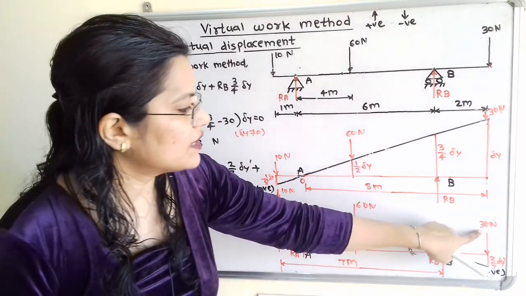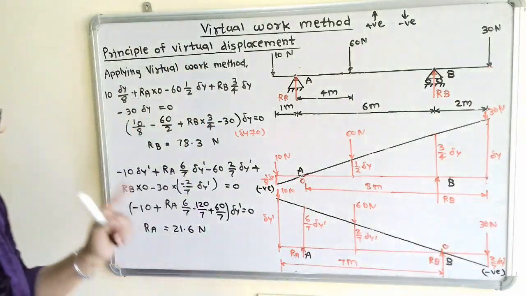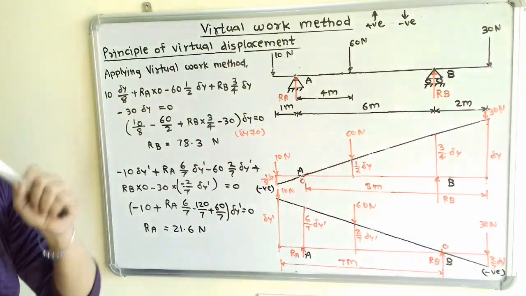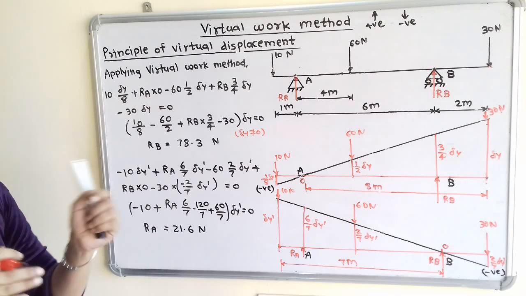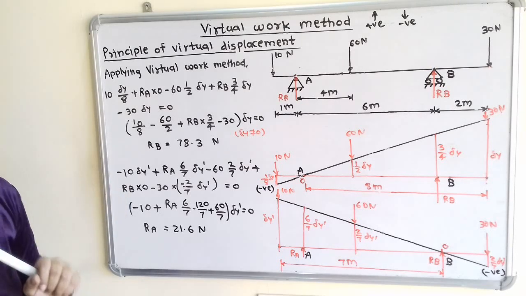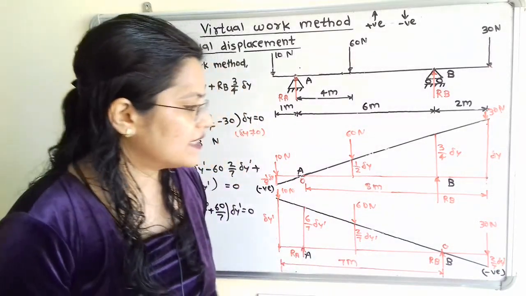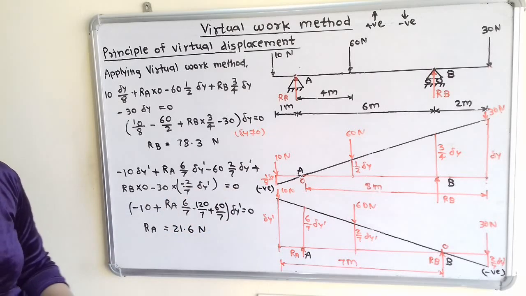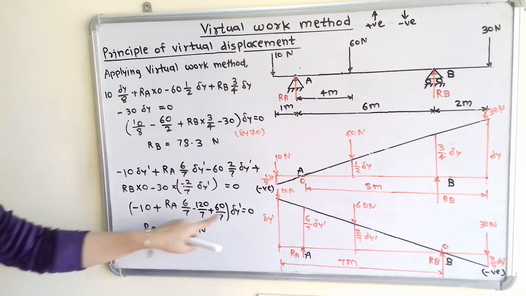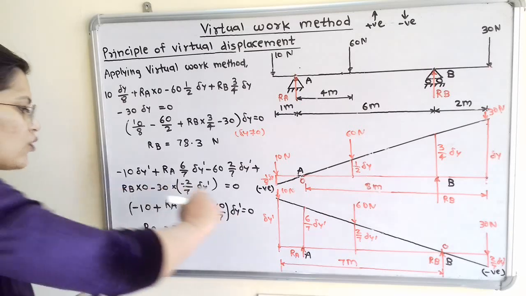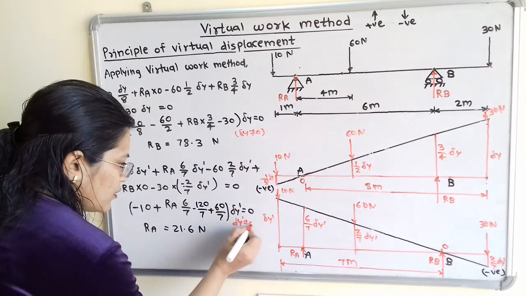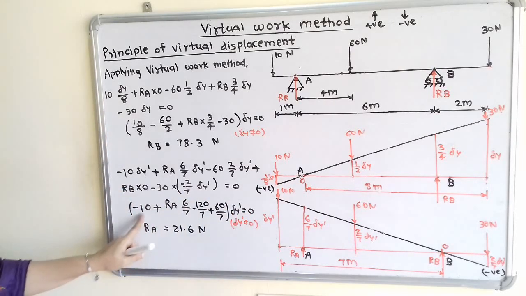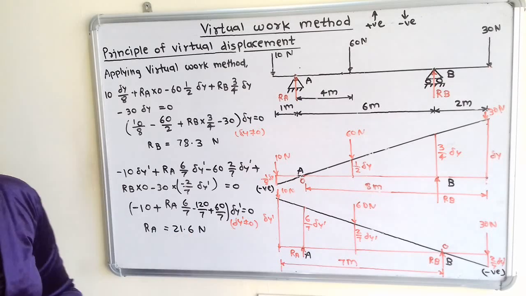Next is 30, which is in downward direction, so minus 30 multiplied by 2 by 7 delta y. The displacement is in the downward direction, so minus 2 by 7 delta y dash. This minus will become plus, and it is equal to 0. Now when we simplify this, again we take delta y dash common, and delta y dash is not equal to 0, so we can transfer this term to the right hand side, and we can find out the value of Ra, which is equal to 21.6 Newton.